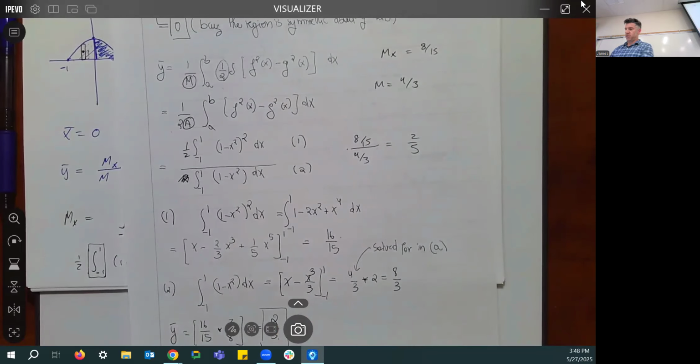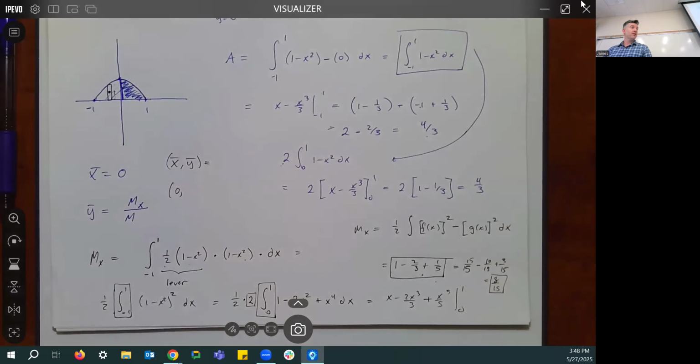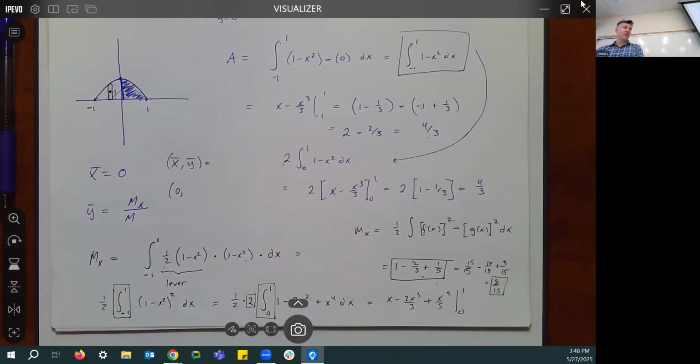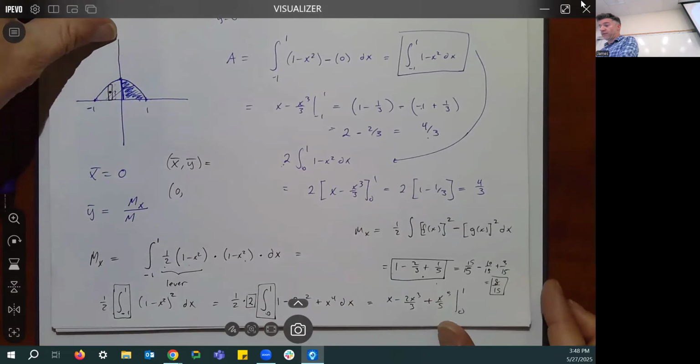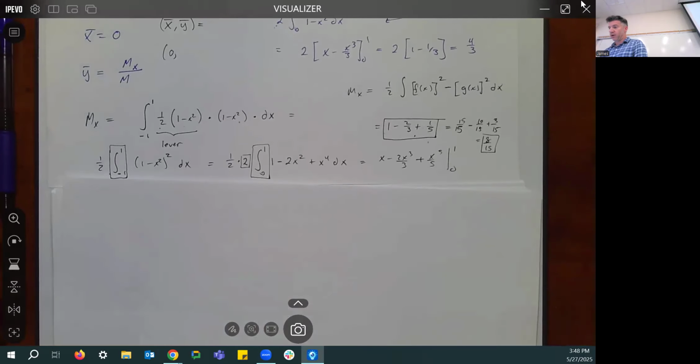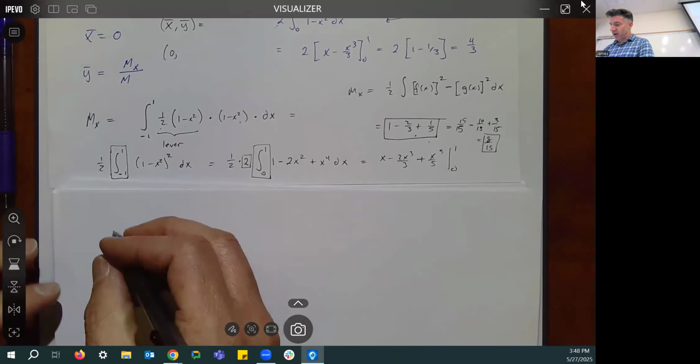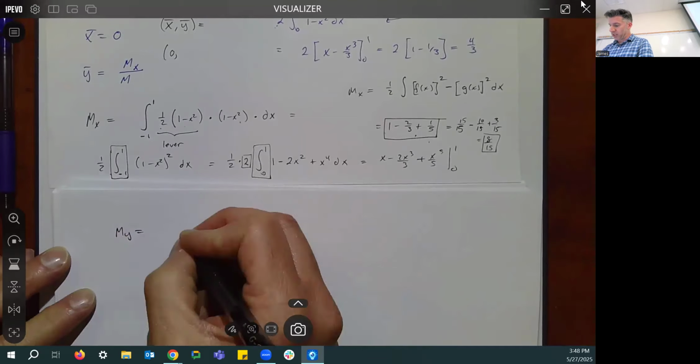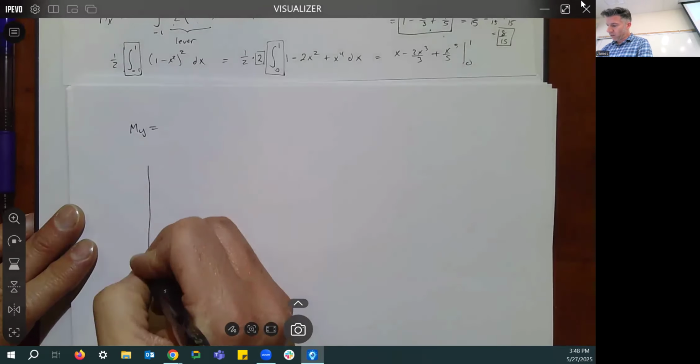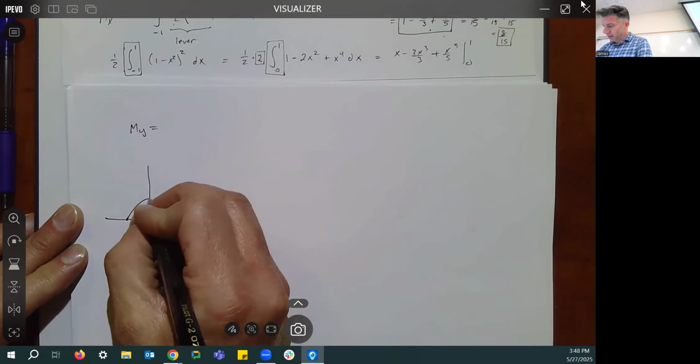Other questions about this monstrosity? Yes. Why? Sure. Well, in fact, let's calculate it. So if we're going to calculate the center of mass around the y-axis, what I'm doing is I'm essentially saying, and it's not that bad to calculate.